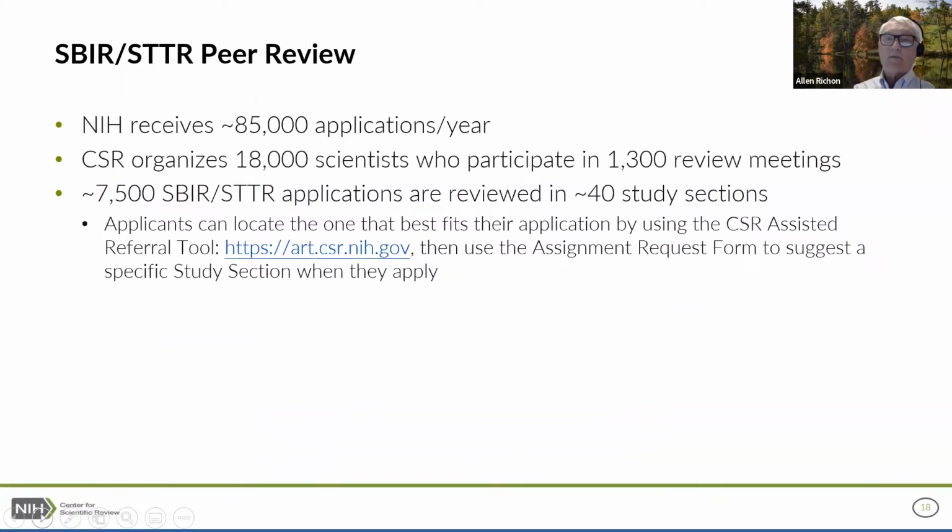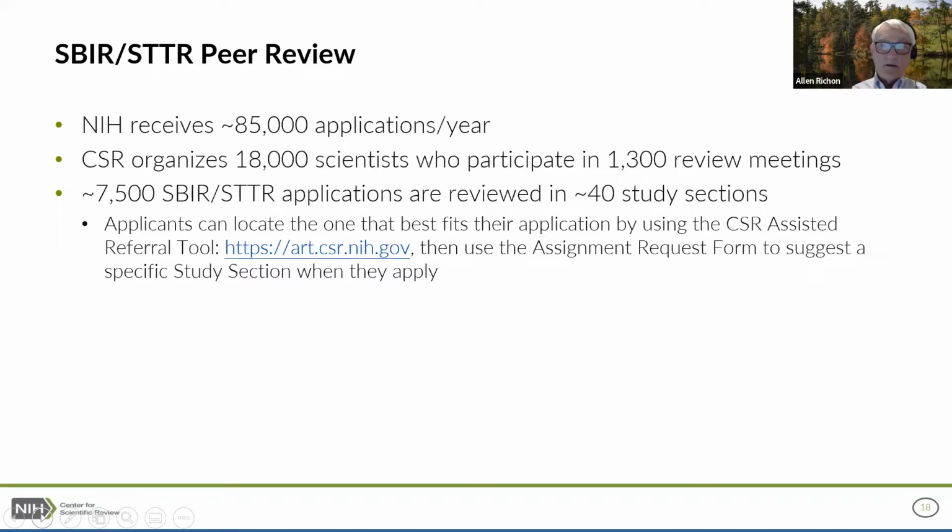Okay, we get on average about 85,000 applications per year. We at CSR try and locate somewhere between 18 and 20,000 scientists who will participate as reviewers in the 1,300 to 1,500 review meetings that we run each year. Of those, about 7,500 are SBIR, STTR, and we have about 40 study sections within CSR that are dedicated to these reviews. You can figure out which one best fits your application by using the CSR assisted referral tool, and there's the URL to take a look at it.